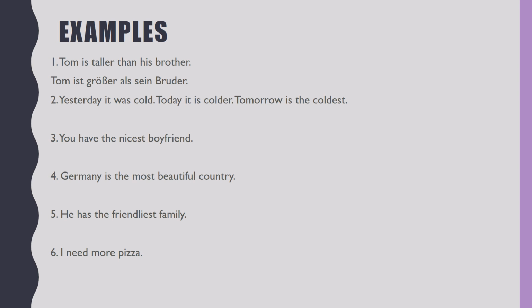You have Tom ist größer als sein Bruder. Remember, sein Bruder is nominative, just like Tom is nominative. It comes after sein, and you're comparing the two. We have yesterday it was cold, today is colder, tomorrow is the coldest. Gestern war es kalt, heute ist es kälter. Morgen ist es am kältesten.